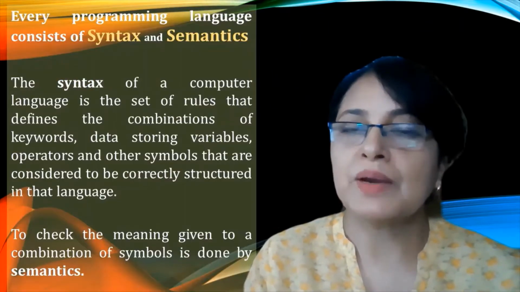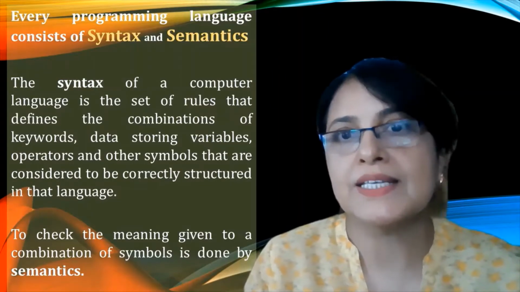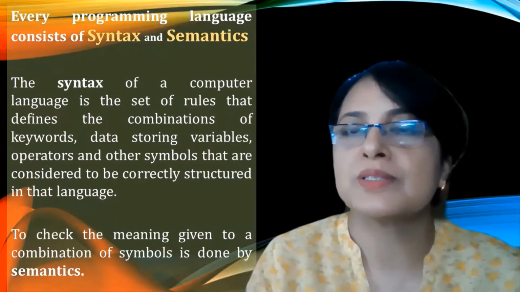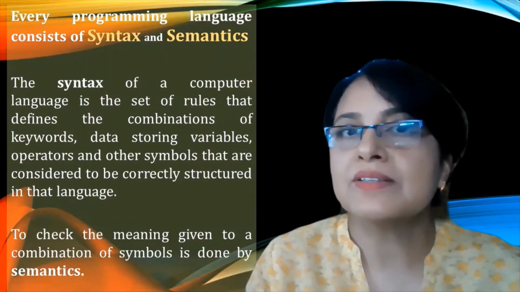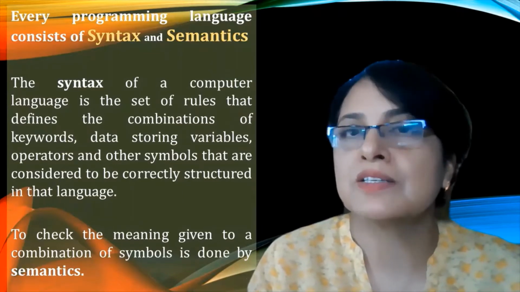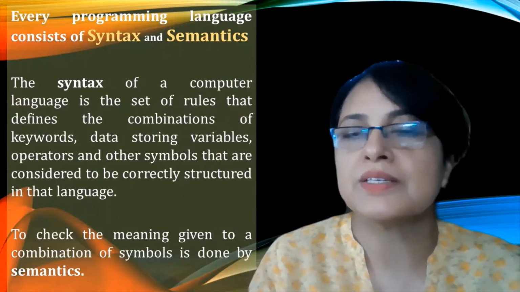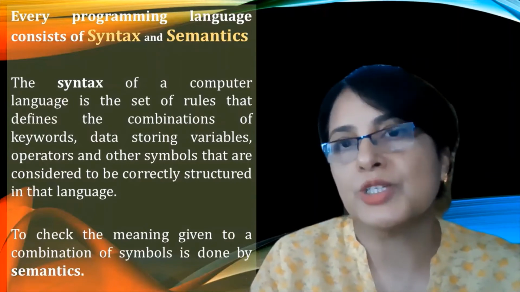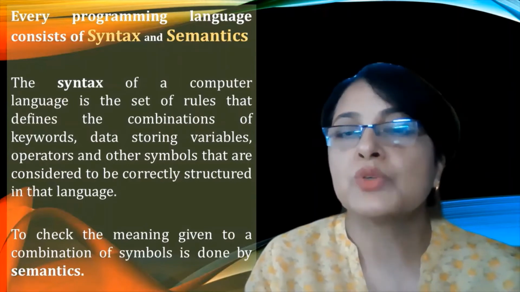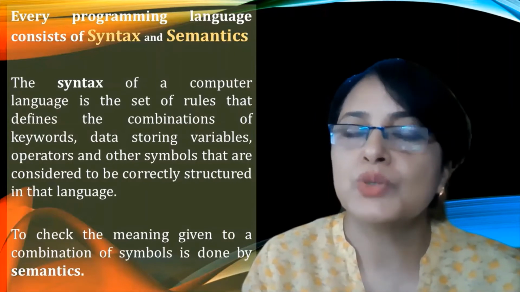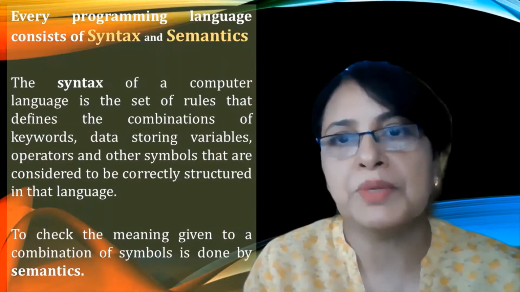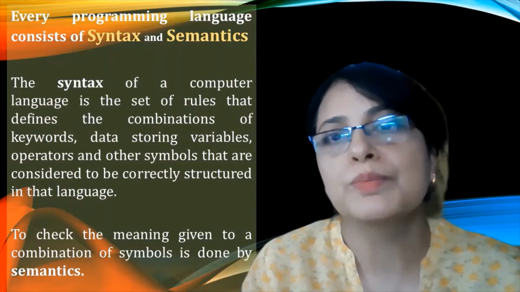Every programming language consists of syntax and semantics. The syntax of a computer language is the set of rules that defines a combination of keywords, data storing variables, operators, and other symbols that are considered to be correctly structured in that language. Now, to check the meaning given to a combination of the symbols, that's done by semantics. That means the logic should also be correct.